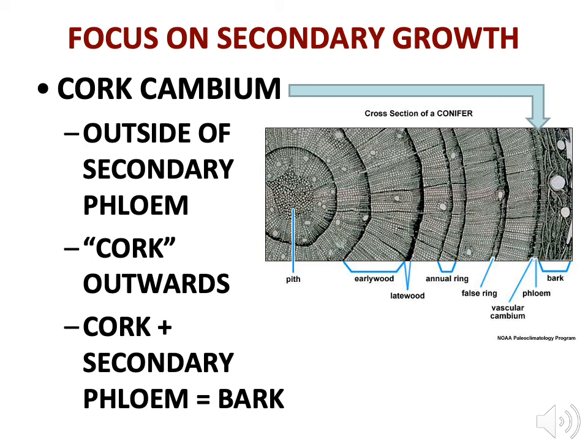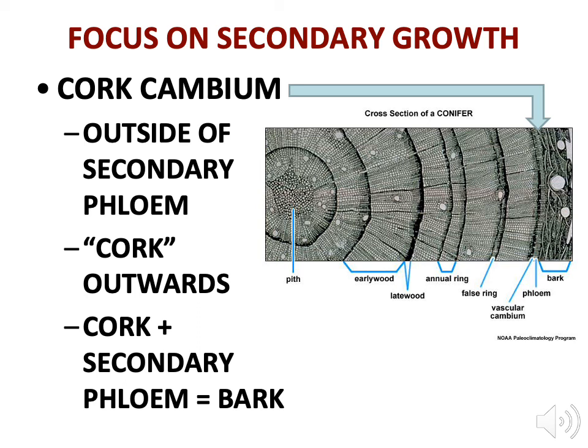Now, remember, I told you the word cambium kind of means generator. So a vascular cambium generates vascular tissue, secondary xylem to the inside, secondary phloem to the outside. Now, a cork cambium is a cork generator. So what's cork? Well, cork are dead cells. They're cells that are dead at maturity, and their job is, by virtue of their physical presence, to be a protective layer for the stem.